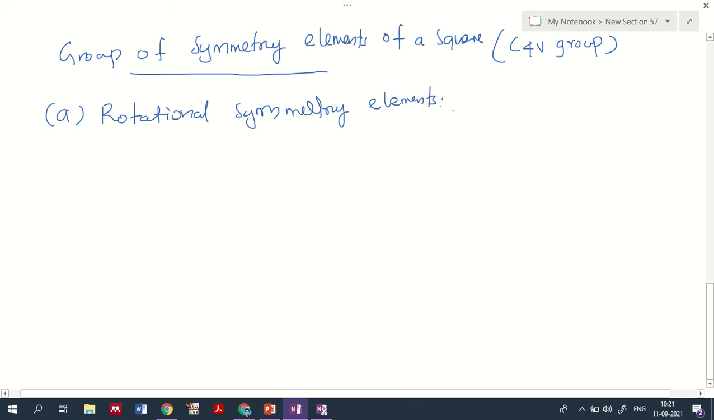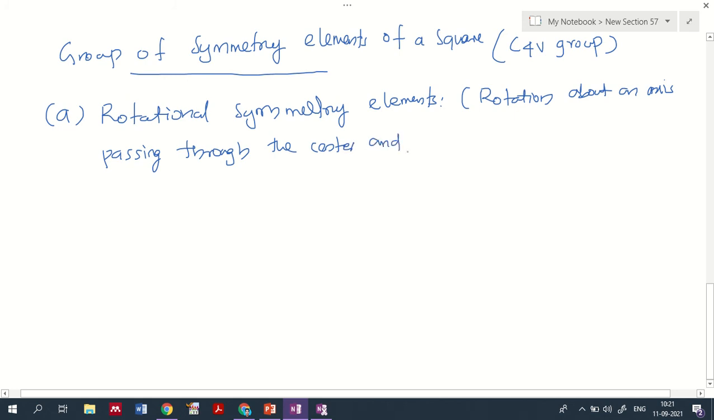So what rotational symmetry elements means is a rotation about an axis passing through the center and perpendicular to the plane of the paper. If you consider a paper, it is perpendicular to the plane of the paper as well. So rotational symmetry element is a rotation about an axis passing through the center and perpendicular to the plane of paper. So let me just represent a square like this.